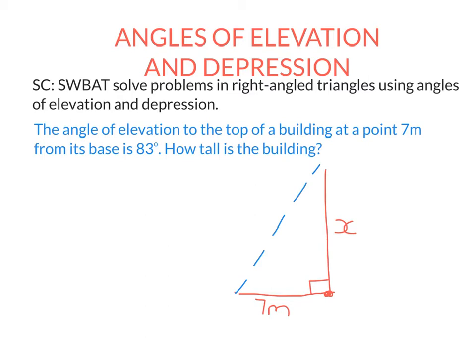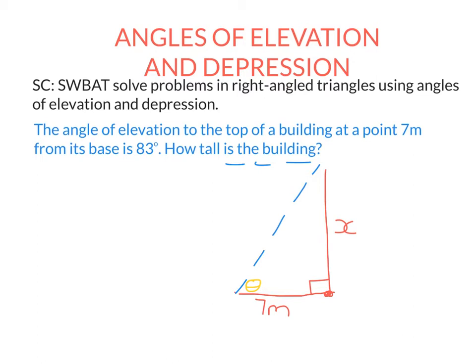What we need is also an angle, and that's where angle of elevation and depression comes in. So I'm just going to draw another horizontal line here. Now this angle here is called the angle of elevation. Elevation means up. The angle of elevation is the angle made with the horizontal line when you're looking up at something. So this would be the angle if I was standing here, looking up at the top of the building.